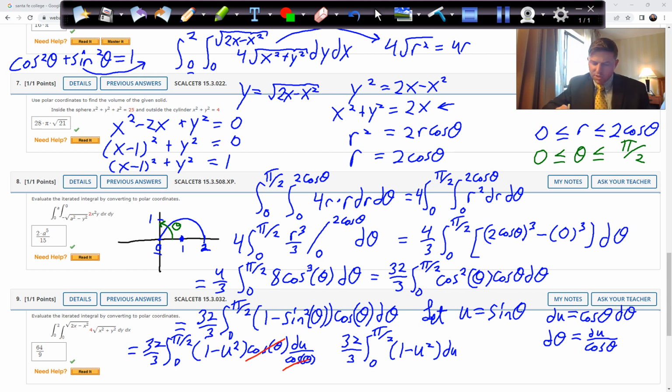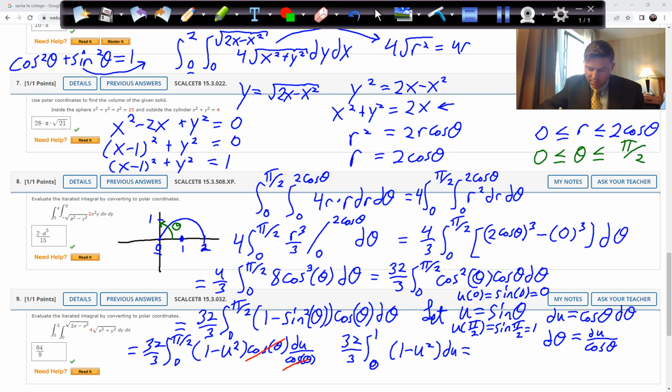And let's change our limits of integration. So u of 0 is sine of 0, which is 0. So that limit does not change, it's 0. U of pi over 2 would be sine of pi over 2, which is 1. So let's change that upper limit to 1, and then I don't have to back substitute the u. So we're going to get 1.